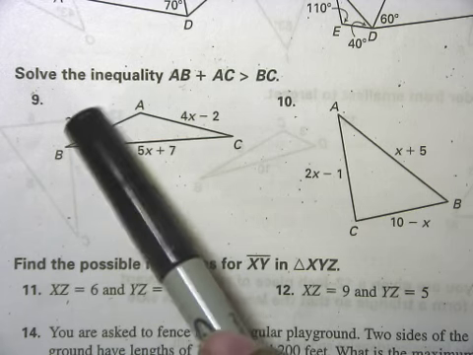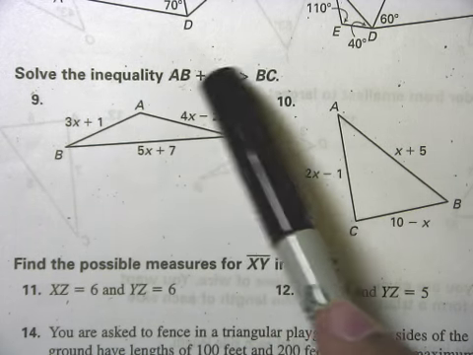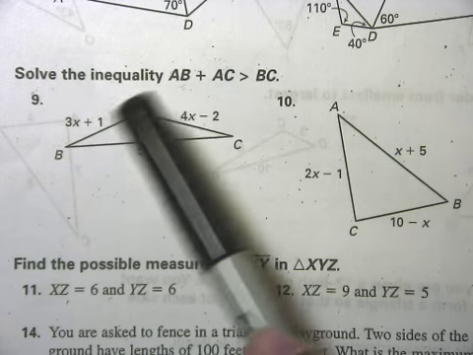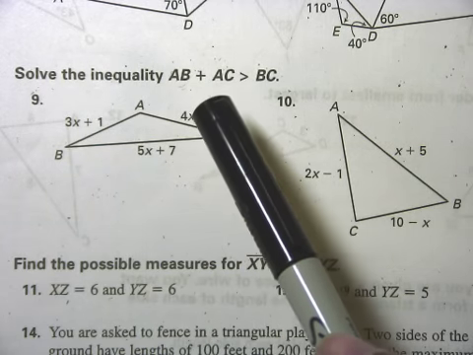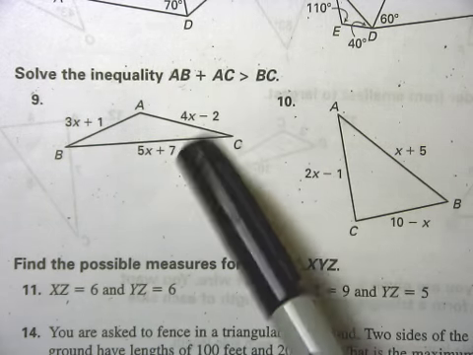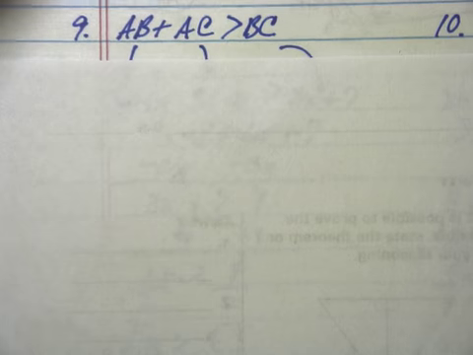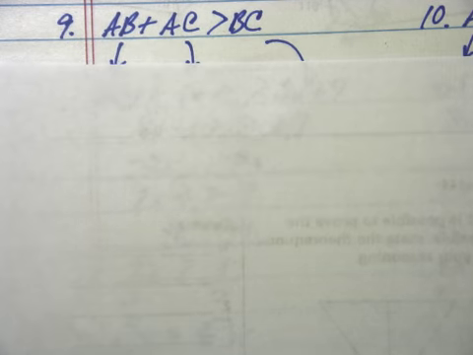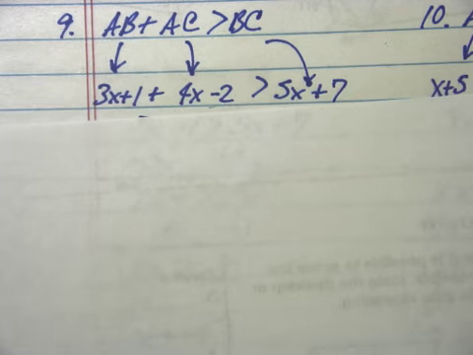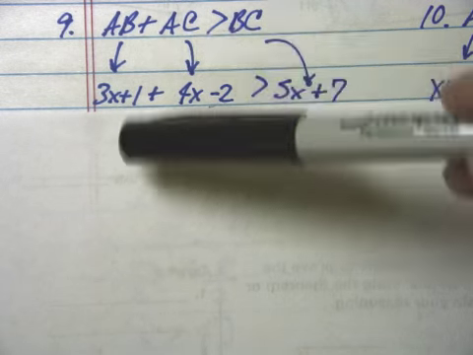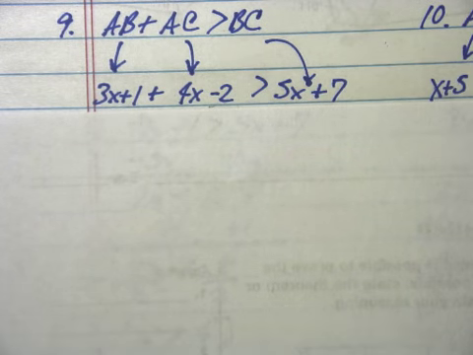So what I'm going to do is substitute the values of these sides into my formula here. AB is 3x plus 1, AC is 4x minus 2, and BC is 5x plus 7. So if you look here, you can see that I wrote my inequality. I'm drawing arrows to each side of the triangles. I substituted the values in for them.